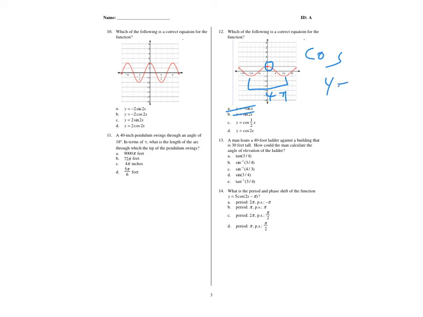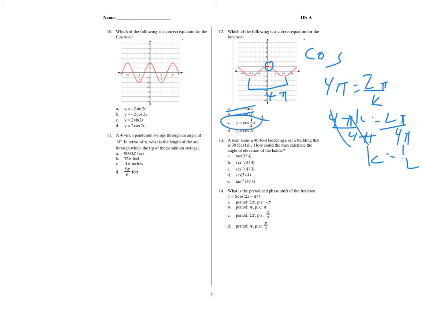And so 4 pi equals 2 pi over k. And so 4 pi k equals 2 pi, and we just divide by 4 pi, and k equals 1/2. So it's got to be that one.